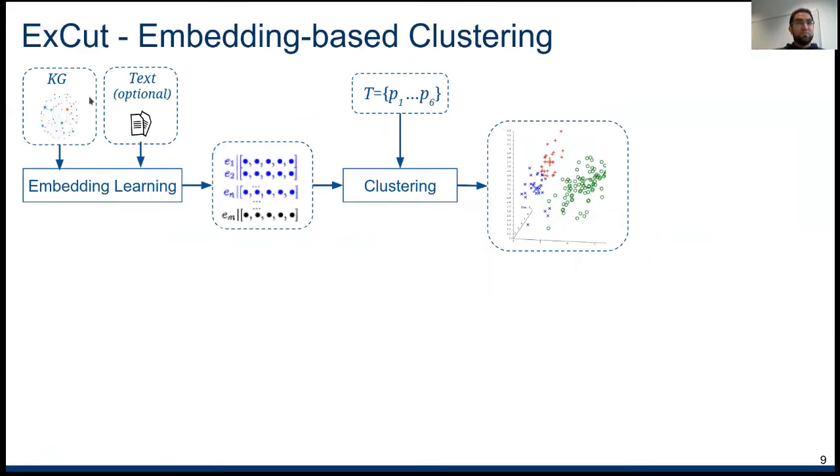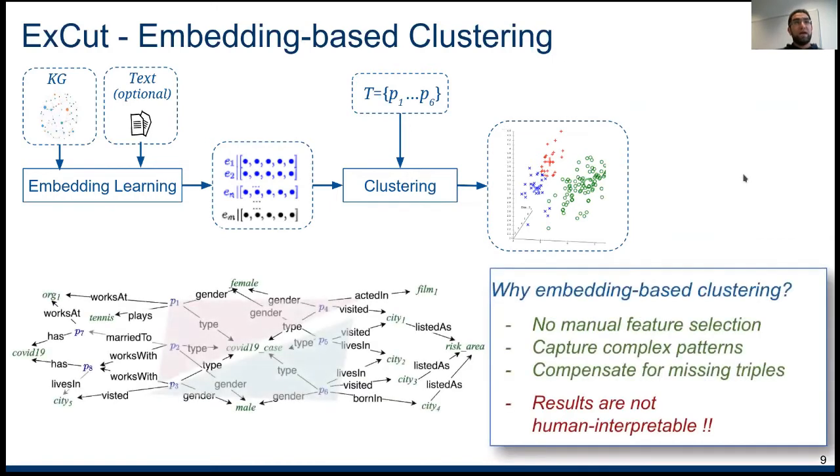Given a knowledge graph and potentially external sources such as textual sources, we train entity embeddings, which are the vector representations that can be used during the clustering of any subset of the entities. Then we can get a clustering for these entities, which is good because we didn't have to do any manual feature selection, and embeddings capture complex patterns and compensate for the missing triples. However, the results are not human interpretable.